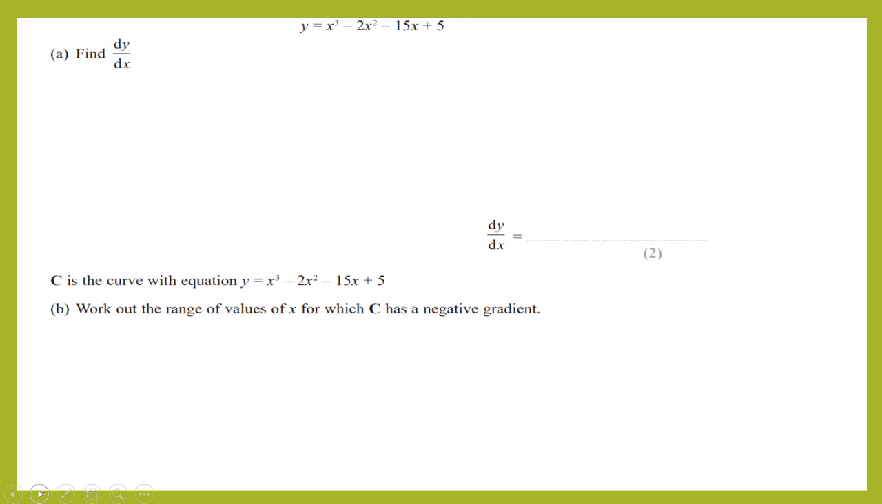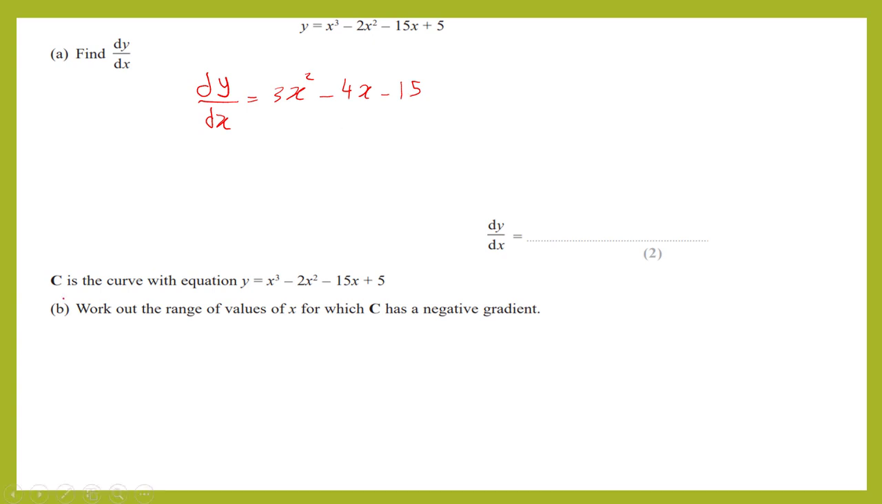The question says, find dy by dx, y equals x cubic minus 2x squared minus 15x plus 5. So to find the derivative, we will multiply the power by the coefficient. So 3 multiplied by coefficient 1 is 3, then it will be x power 2, minus 2 by 2 is 4, x, then minus 15, as you know, because whenever a number is followed by x, we just remove the x and keep the number. So we got the derivative.